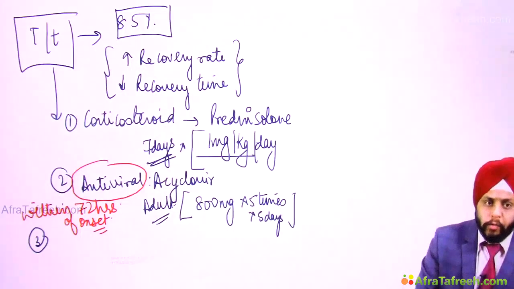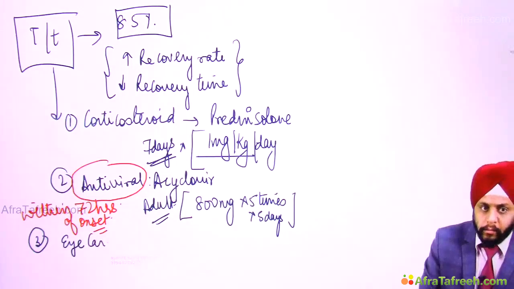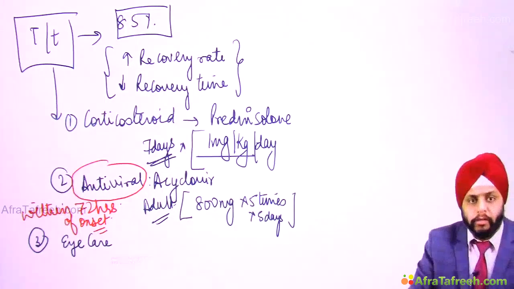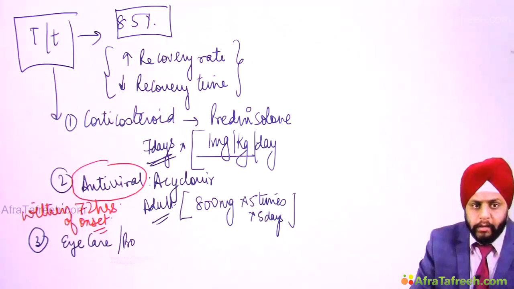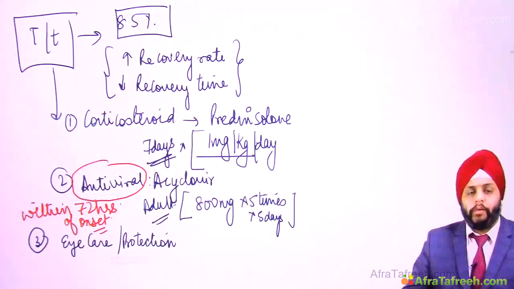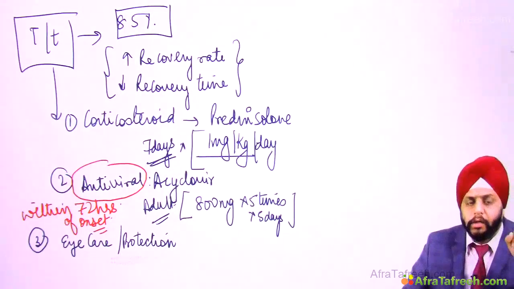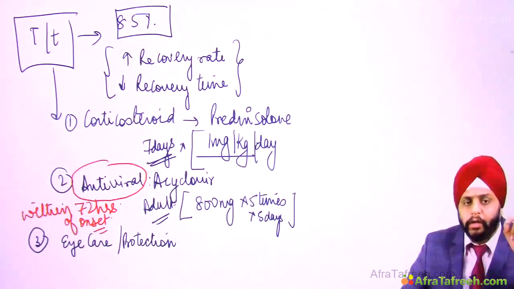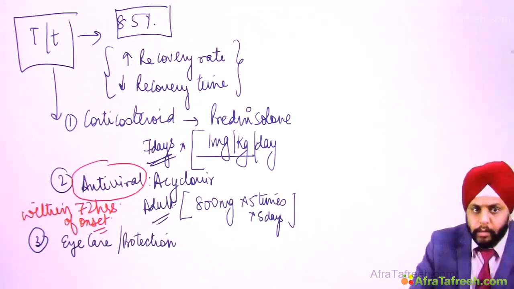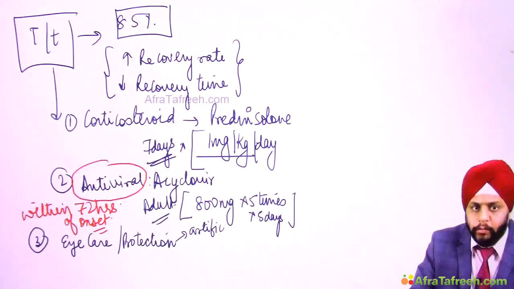You don't want that. So what do you have to do? You have to advise the patient eye care, eye protection. How will you protect the eye? You can protect the eye in different ways. Number one, you ask the patient to use artificial teardrops.